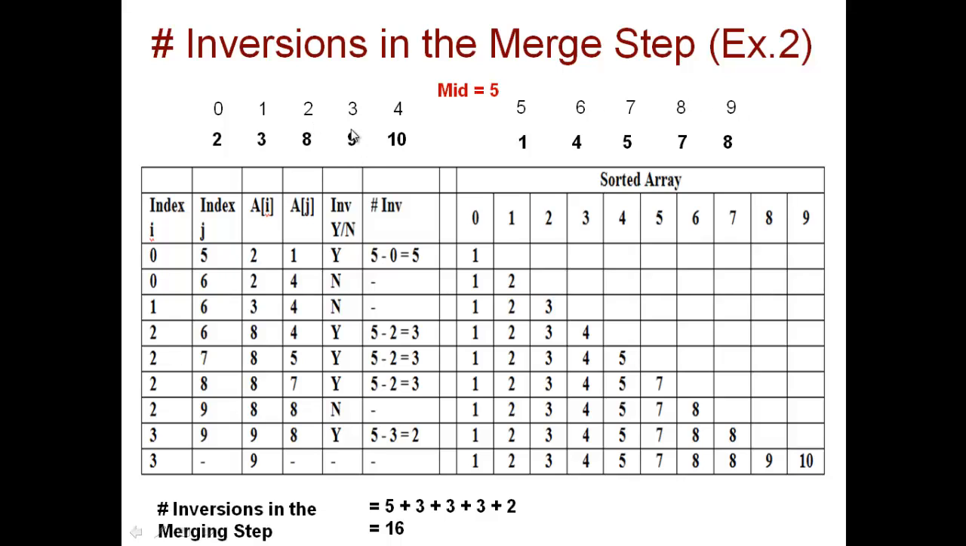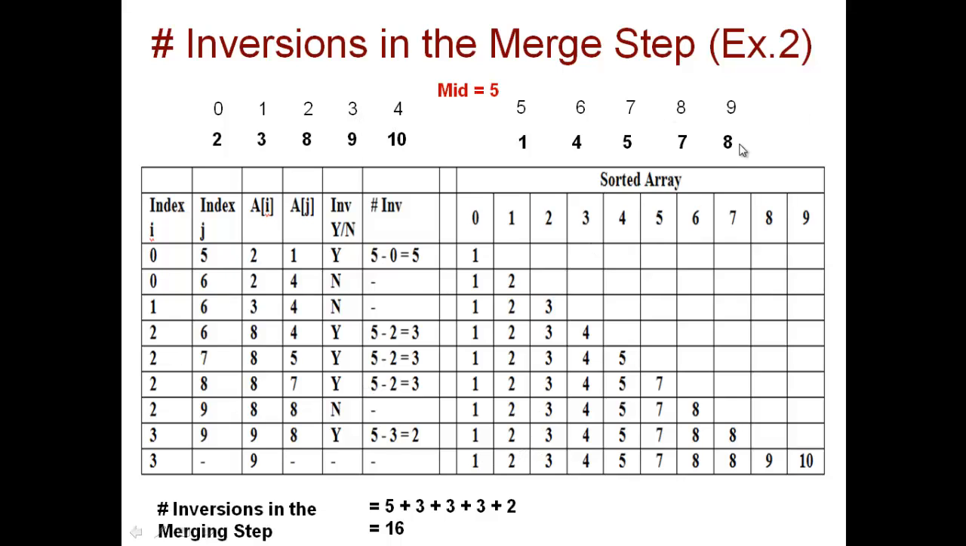So now compare 9 with 8. See, that's how you break the tie. If two values are the same, you copy the element from the left sorted subarray to the sorted array and move the index to the next index. So i is at 3, j is 9, 9 greater than 8. So that's an inversion. How many inverted pairs? 5 minus 3, 2 inverted pairs, 9 8 and 10 8.